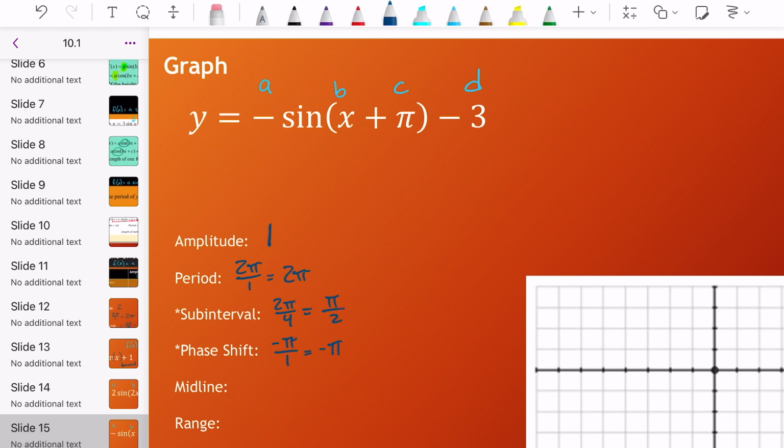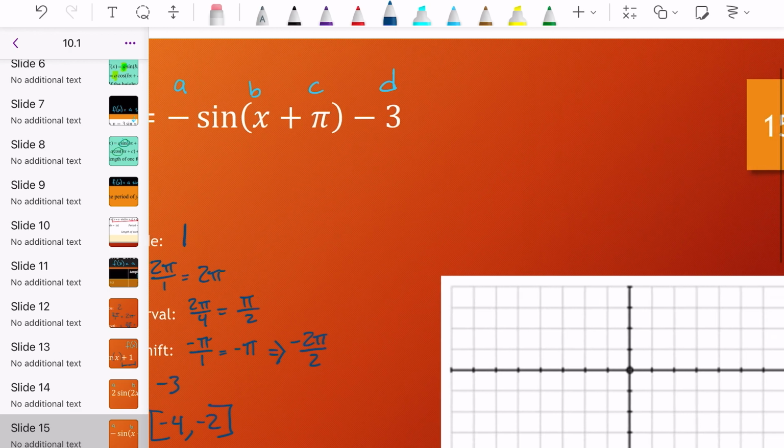Also keep in mind, what is our subinterval? It is pi over 2, so we're going to want a denominator of 2. In order for that to balance out, this would have to be a -2 pi over 2. Our midline in this case is going to be our D, which is -3. And we're going to increase and decrease by 1, which means we're looking at a range of -4 to -2.